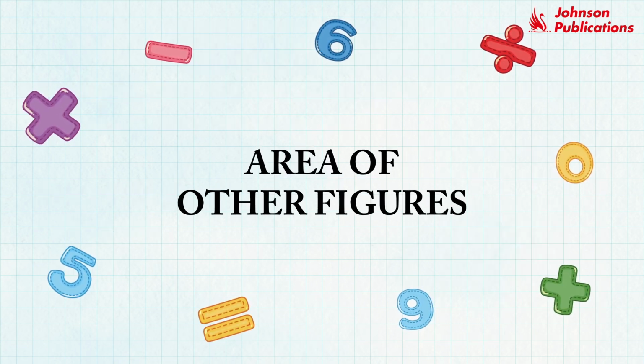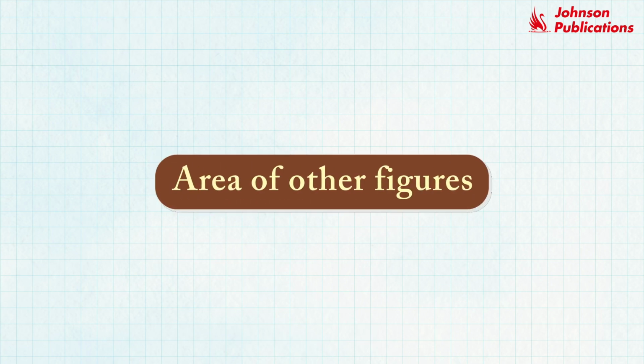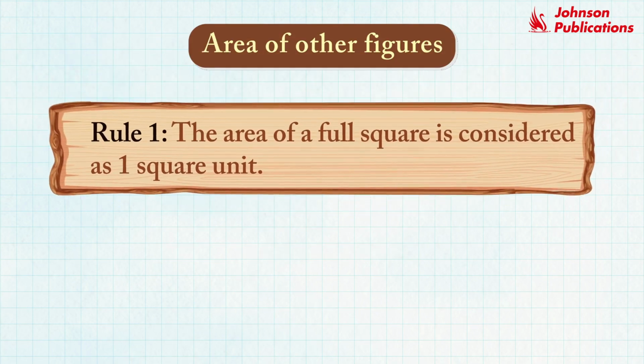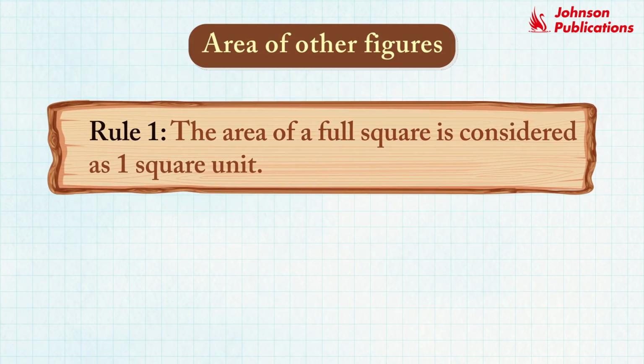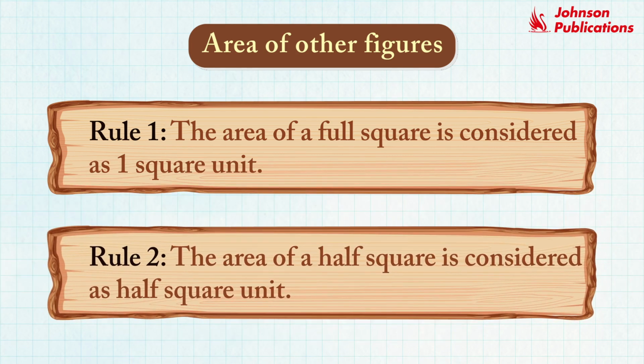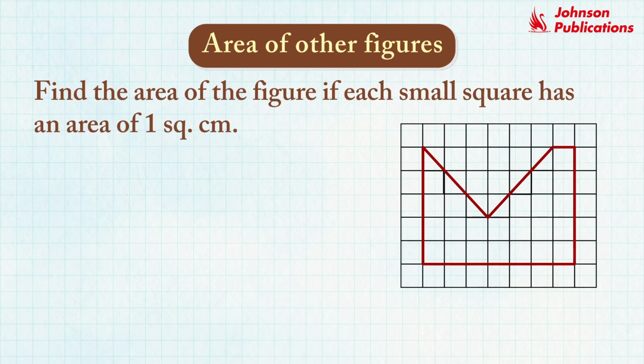Area of other figures. We need to follow the rules to find the area of some polygons. Rule 1. The area of a full square is considered as 1 square unit. Rule 2. The area of a half square is considered as half square unit. Look at this figure. Find the area of the figure if each small square has an area of 1 square centimeter. To find the area, count the number of full and half squares.